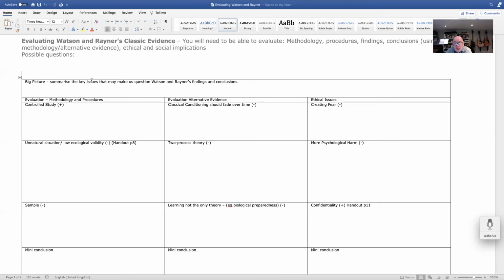Another way we can look at the research is to actually think about alternative evidence and alternative ideas. So we've got an idea that if it was just simply to do with classical conditioning, then a conditioned fear like Albert had should fade over time. And if that's the case, then that wouldn't really support Watson and Rayner particularly well.